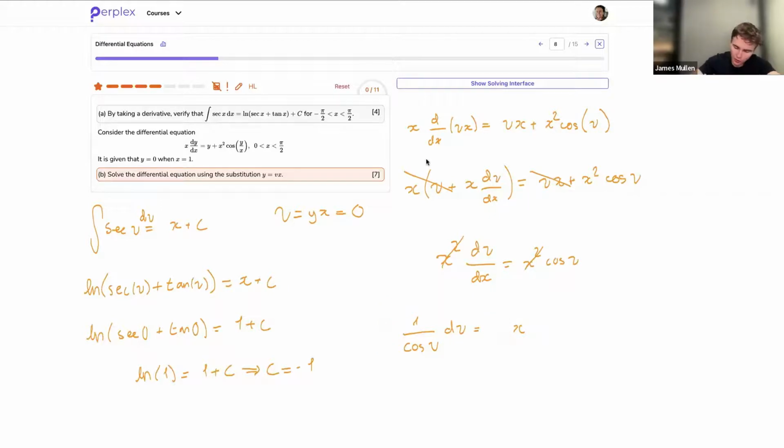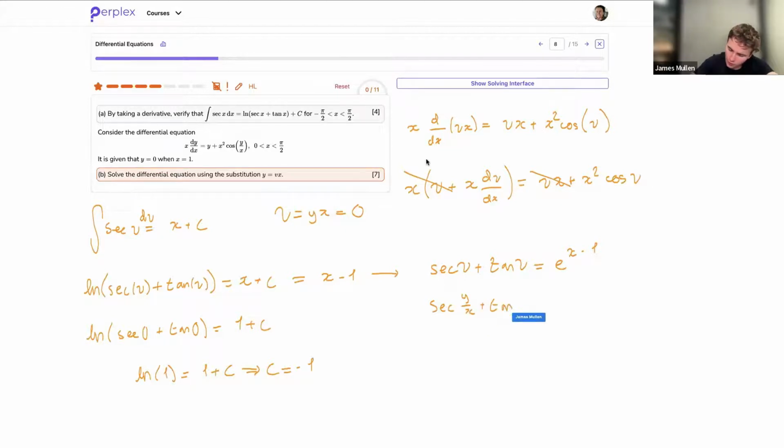All right, now we're almost there. What I can say, therefore, is that ln of the secant of v plus tan of v is actually equal to x minus 1. And now if I exponentiate both sides in base e, it's going to cancel with the ln. I'm going to get secant of v plus tan of v is equal to e to the x minus 1, sorry. So this is secant y over x plus tan y over x is equal to e to the x minus 1. Okay, and that is my answer.